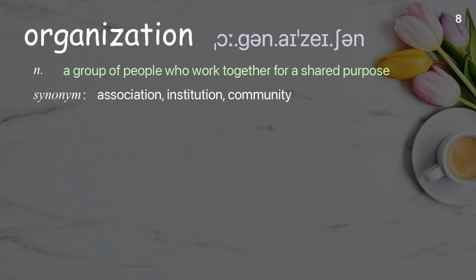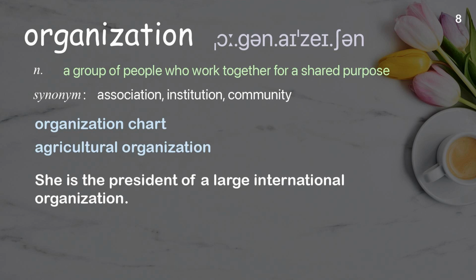Organization. A group of people who work together for a shared purpose. Examples. Organization chart. Agricultural organization. She's the president of a large international organization.